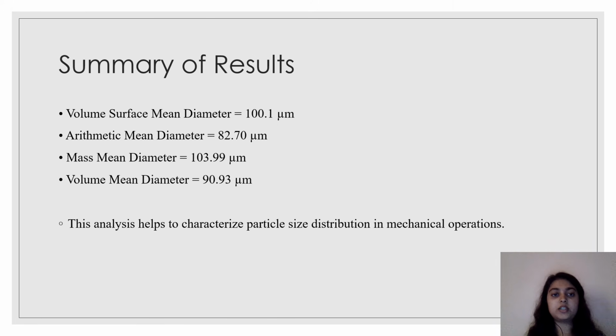So this is how we can calculate various diameters of mixed particle size. For this particular example, we have calculated the volume surface mean diameter, arithmetic mean diameter, mass mean diameter, and volume mean diameter of the given particle mixture. This analysis helps to characterize particle size distribution in mechanical operation. I hope this sum will be very helpful for your exams. Thank you.